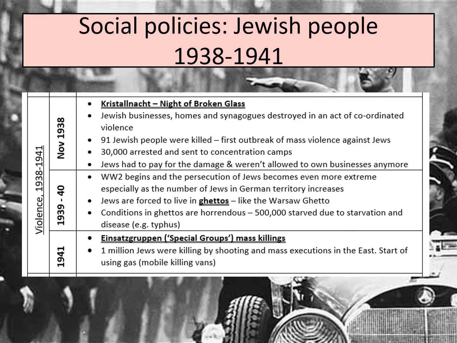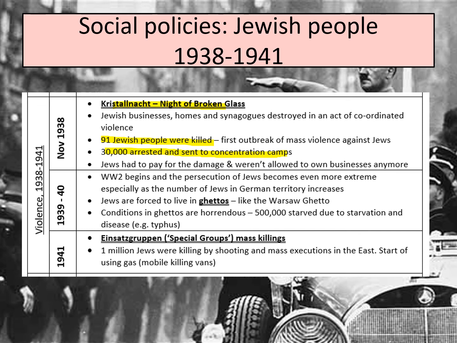Nazi policies towards the Jews turned violent in November 1938 with an event called Kristallnacht, the Night of Broken Glass. During this night, Jewish businesses, homes and synagogues were destroyed in an act of coordinated violence and outpouring of hatred against the innocent Jewish community. 91 Jewish people were killed in this night. 30,000 more were arrested and sent to concentration camps for the apparent crime of being Jewish.